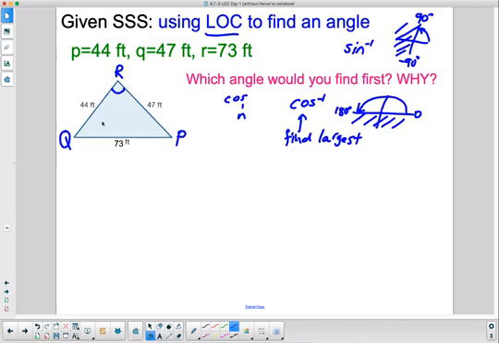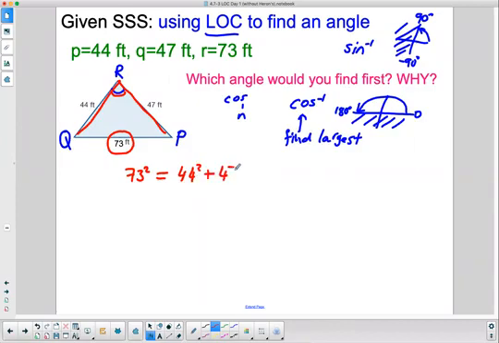So let's solve this for angle R. If that's the angle I'm interested in, I'm going to want the equation that's got the cosine of this angle. This angle is between this side and this side, the bit that makes side angle side. So my equation is going to be, this is the side that's on its own, 73 squared equals the other two sides, square them and add them.